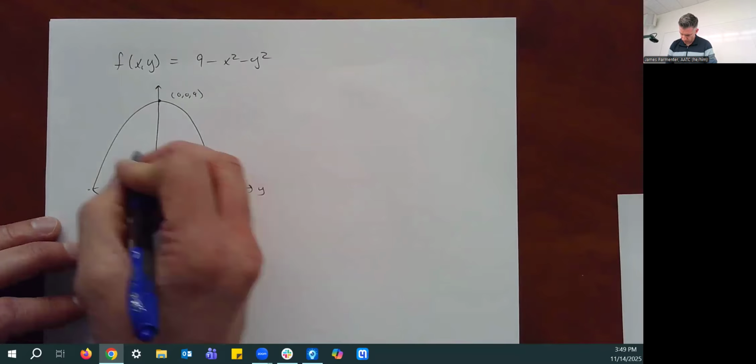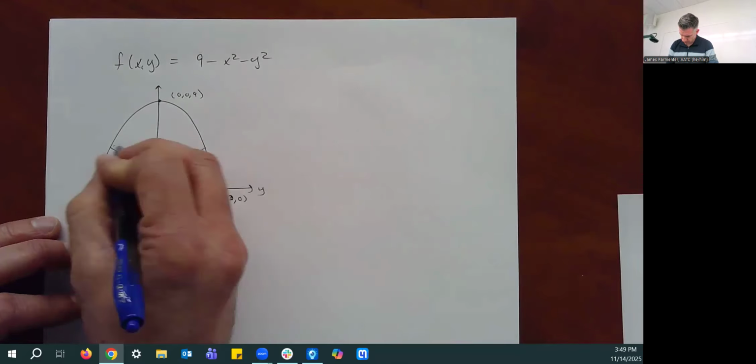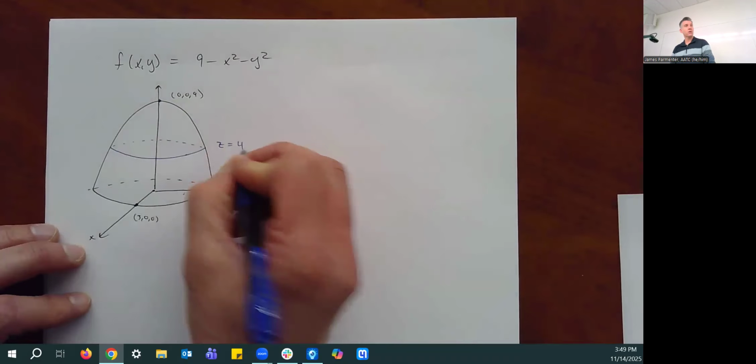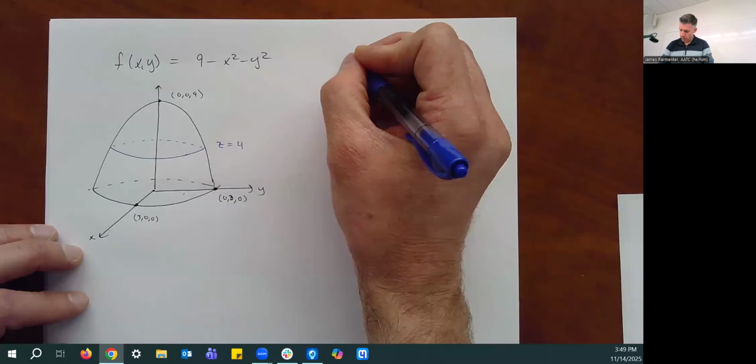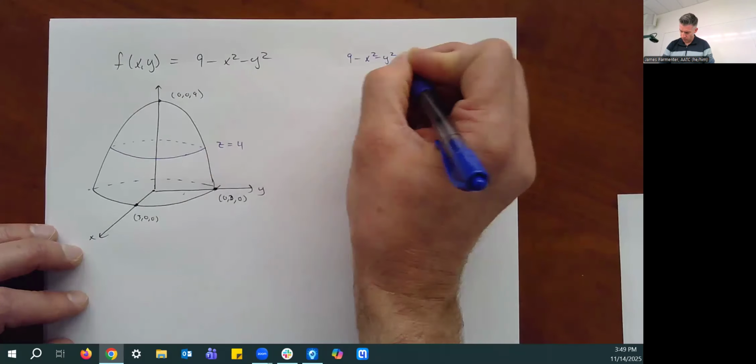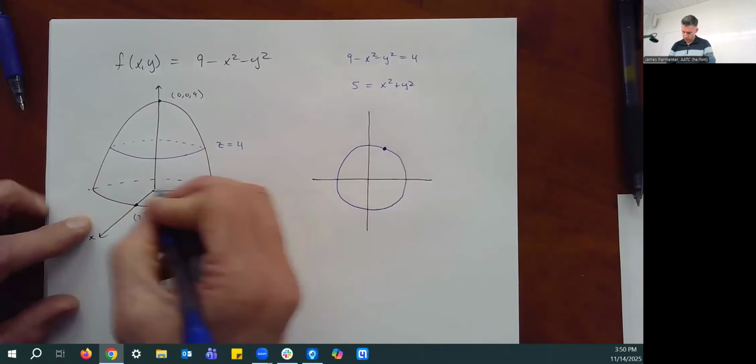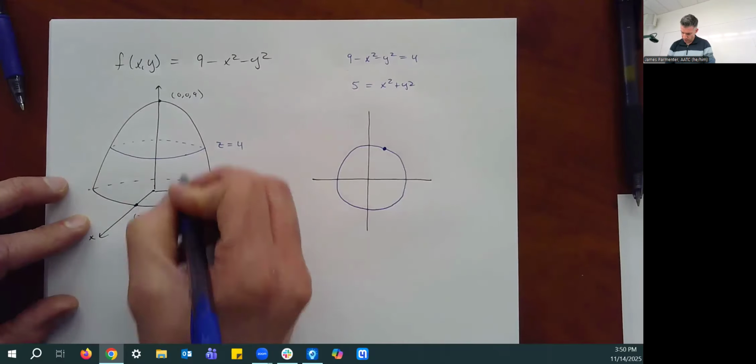So we're on the level curve where z is equal to 4. And we set the function equal to 4. 9 minus x squared minus y squared equal to 4 essentially becomes 9 minus 4 equal to x squared plus y squared. So the view from above is we're on a circle of radius square root of 5. And we have gone 1 in the x direction and 2 in the y direction. So we're looking right there.